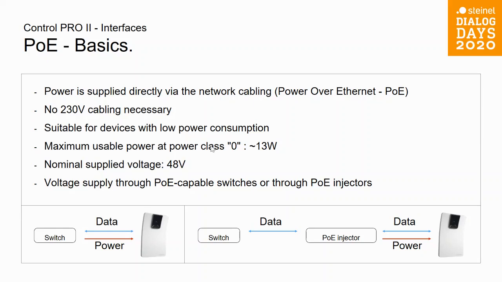switches or PoE injectors. We can see in the bottom left, the first case, that the switch powers the sensor via PoE, whilst also transmitting data. In the second case, we have the switch transmitting data, and the injector is then providing power to the sensor, and the transmission of the data is back and forth to the cloud or the server systems.